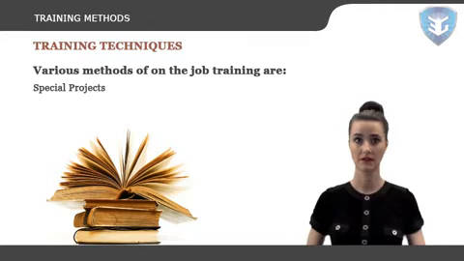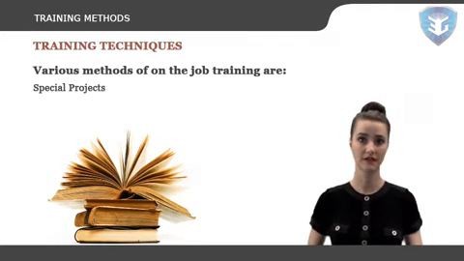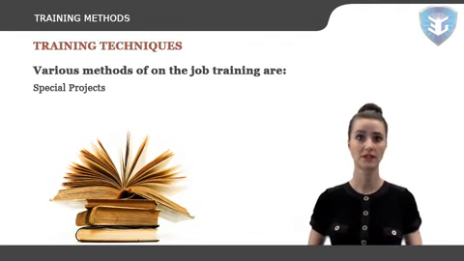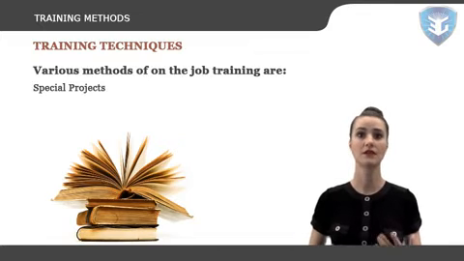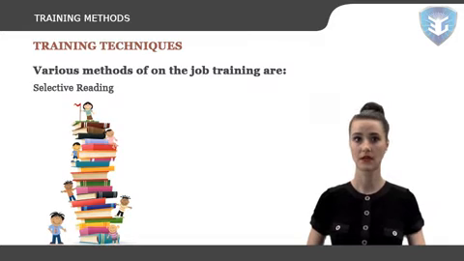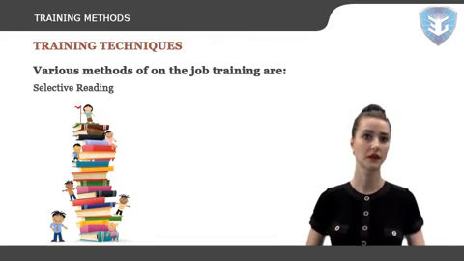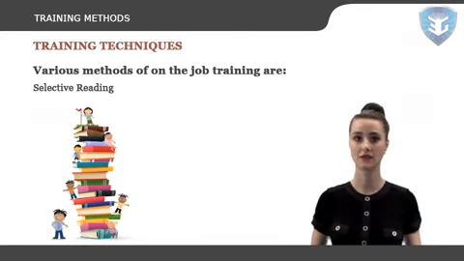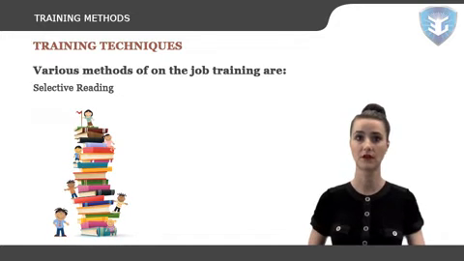Position rotation. The major objective of job rotation training is the broadening of the background of the trainee in the organization. Special projects. This is a very flexible training device. Such special project assignments grow ordinarily out of an individual analysis of weaknesses. Selective reading. Individuals in the organization can gather and advance their knowledge and background through selective reading.